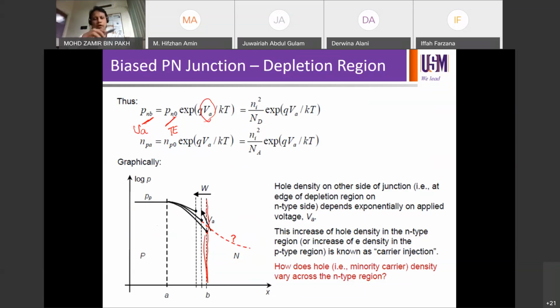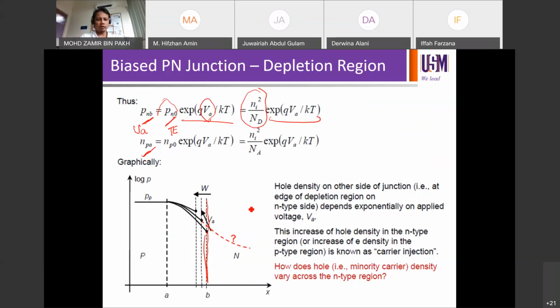Okay, and this Pn naught is actually given by Ni squared over Nd, given by the law of mass action. Pn naught is given by Ni squared over Nd. So you just use this same component as well, exponential QVA over KT. And the same thing is also true for NPA. NPA is for the other side, the electron concentration.